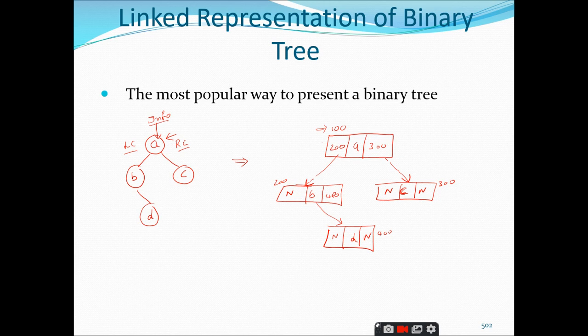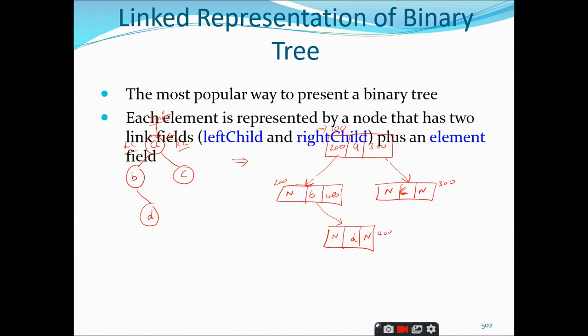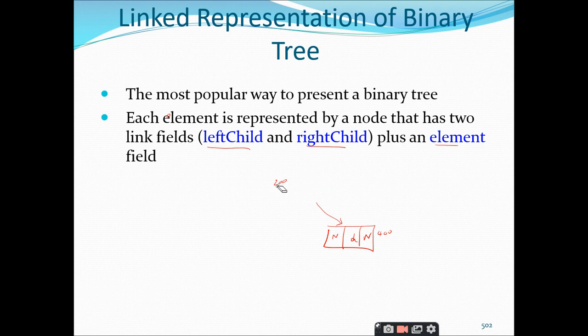Is it clear up to this point? Yes, sir. Clear, sir. So each element in the binary tree is going to be represented using a node, and every node is divided into three parts, which has two link fields. One is the left child and another one is the right child, plus an element field, right? So let us go for one example which he has given.